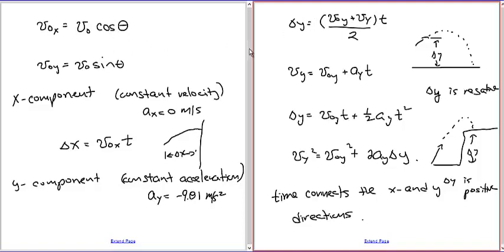Either one of these two scenarios, shooting up or shooting down, what you're going to do is use these equations to solve for the time it takes to hit the ground, or to hit the ground higher here. And with that time, you can then calculate how far it's going to move in the x direction by multiplying that time and the x component of velocity together to give you the delta x.